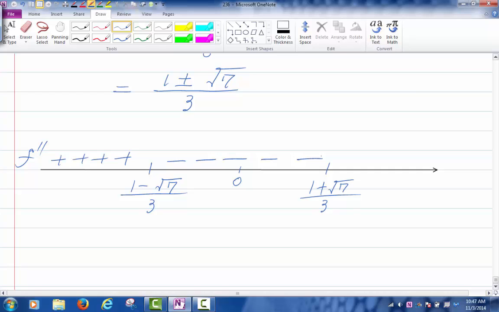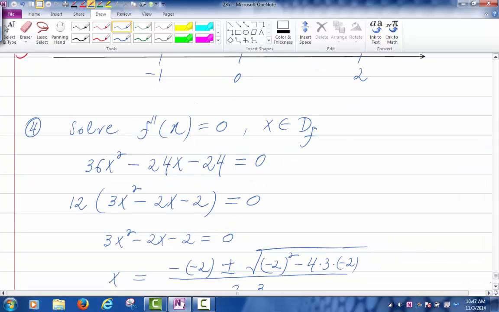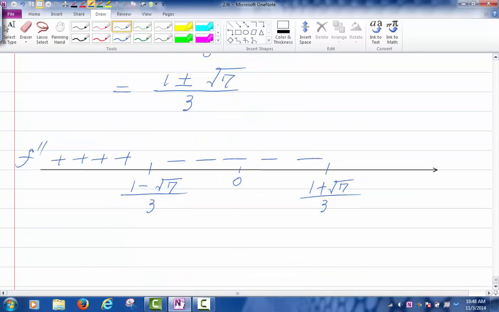And what would be a number bigger than 1 plus root 7 over 3? Well, if I plug in 9 for 7, I get 1 plus 3 over 3, which is 4/3. So 4/3 is on the right side of that. Instead of taking 4/3, let's pick something nicer, which would be 2. So plug in 2 for the second derivative formula: 36x squared minus 24x minus 24. If I plug in 2 there, I am going to get what?